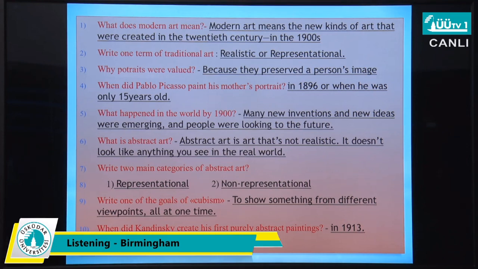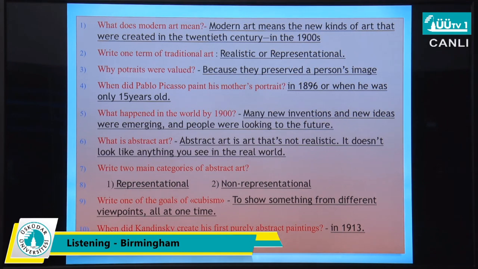Okay, 5. What happened in the world by 19th? Yes, many new inventions and new ideas were emerging and people were looking to the future. You can only write the new inventions and new ideas were emerging. You don't need to write again people were looking to the future. It's also acceptable. Okay, let's move to the 6. What is abstract art? It's an art that's not realistic. It doesn't look like anything you see in the real world. Okay, we have now 2 categories of abstract art. First, representational, second, non-representational.